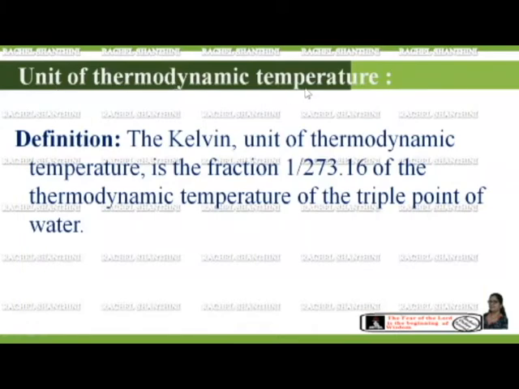Unit of thermodynamic temperature is Kelvin. Definition: the Kelvin, unit of thermodynamic temperature, is the fraction 1 upon 273.16 of the thermodynamic temperature of the triple point of water. Before getting into the concept of Kelvin, let us see what is absolute zero, absolute temperature, then the triple point of water. Then we will go to the Kelvin concept.